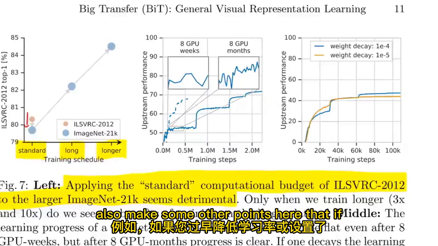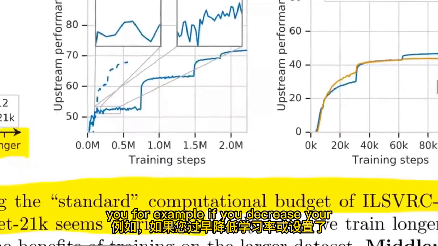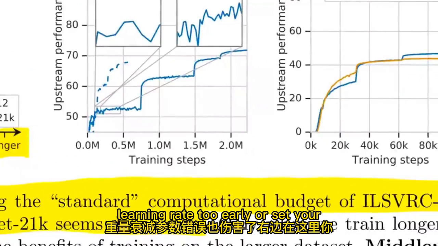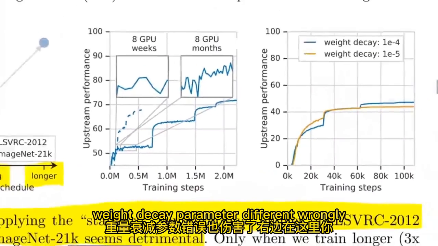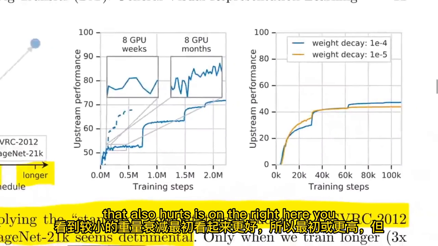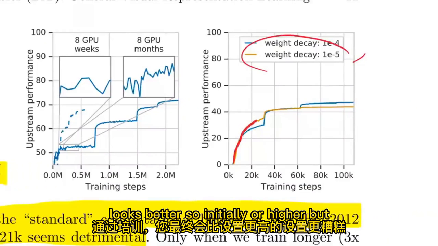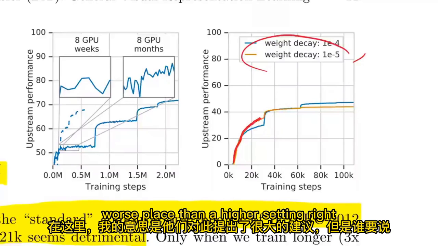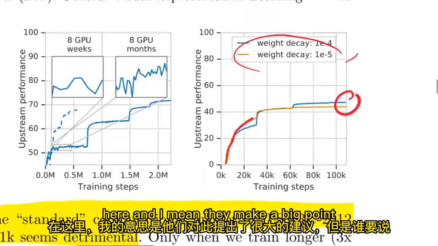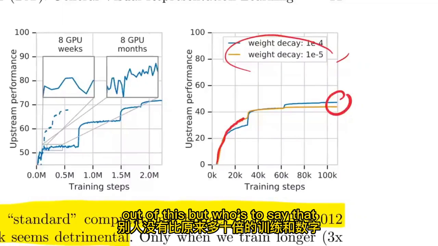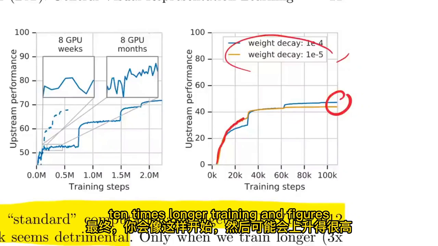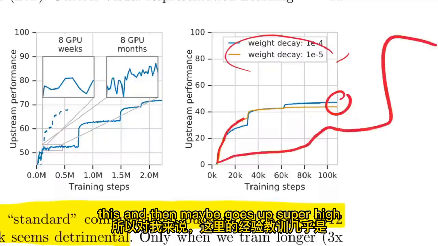And they also make some other points here that if you, for example, decrease your learning rate too early or set your weight decay parameter wrongly, that also hurts you. So on the right here, you see a smaller weight decay initially looks better. So initially you're higher, but through the training, you end up at a worse place than a higher setting right here. And I mean, they make a big point out of this, but who's to say that someone else doesn't come with a 10 times longer training and figures out that ultimately you start off like this and then maybe goes up super high.